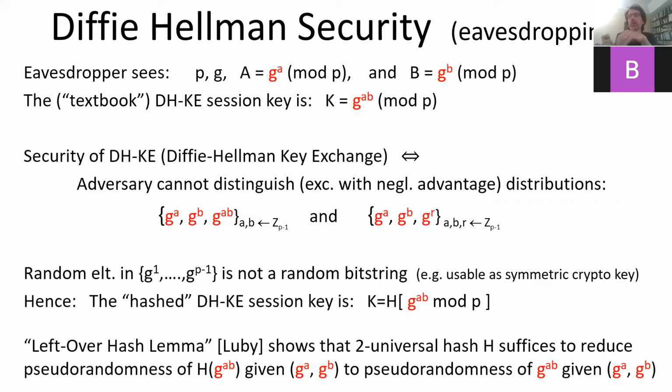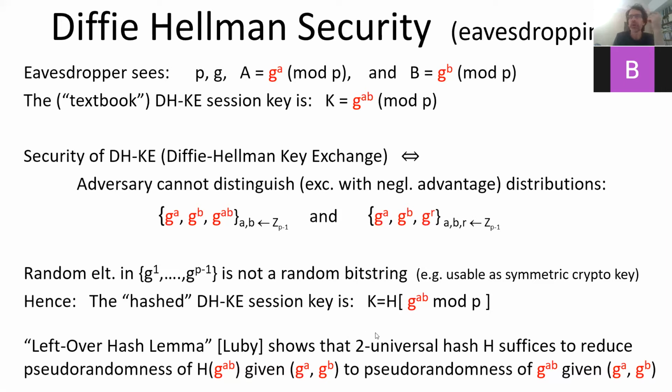Now, that's true about this polynomial evaluation, so it gives you a two-universal hash. And also that suffices to translate not only entropy, but also pseudo entropy, so pseudo randomness of the inputs, to pseudo randomness of the outputs. So the outputs are going to look like independent random strings.